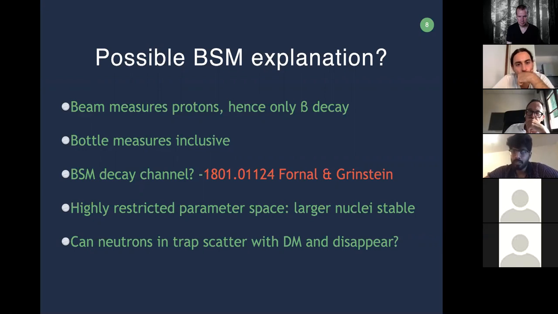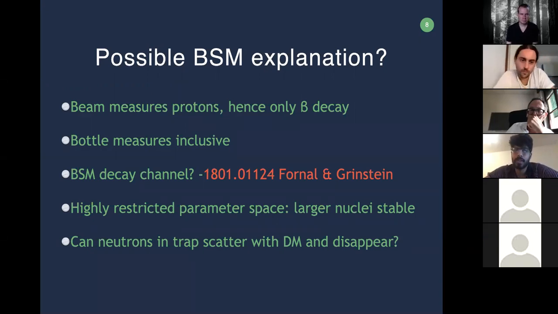But the issue, of course, is that this is a highly restricted parameter space. After all, if you introduce a new neutron decay channel, you need to make sure that the larger nuclei are stable. The larger nuclei are stable, after all, because of complicated nuclear physics inside, which prevents the neutron from freely decaying because of the presence of the protons. Our approach here is a little different. Just to finish that discussion, the solution requires a particle very restricted, just below the neutron mass, in order to explain the neutron bottle anomaly that way.